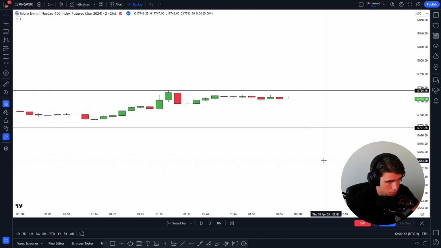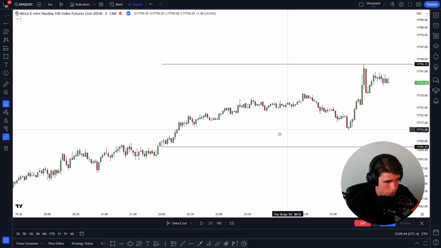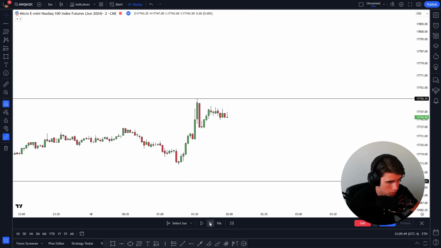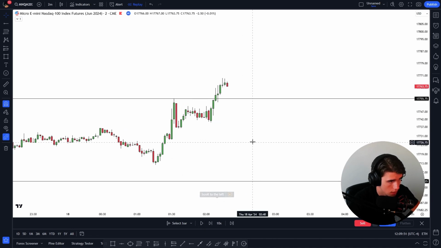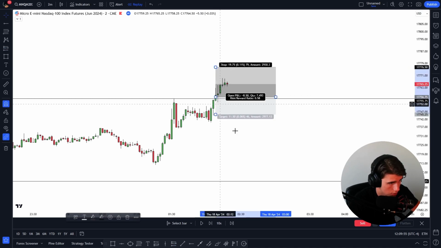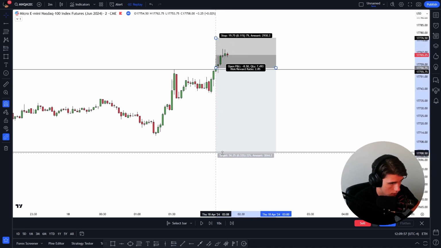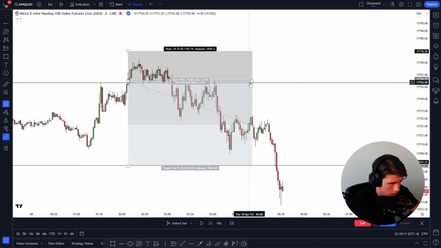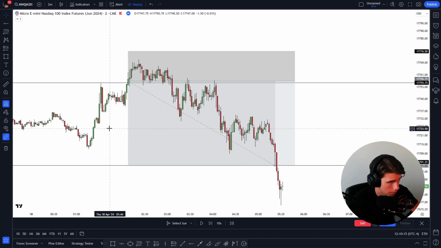Now we go to a 2-minute time frame and we wait for the range low, which is here, or the range high, which is here, to be swept. Now let's have a look. As you can see, we immediately sweep the high, so we would have gotten short here. Let's put our stop there and target the range low. And as you can see, it worked out perfectly.